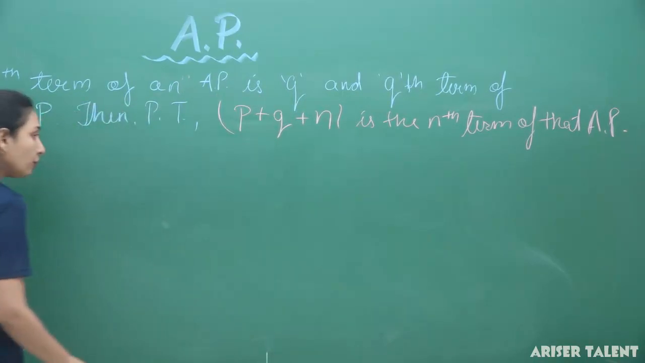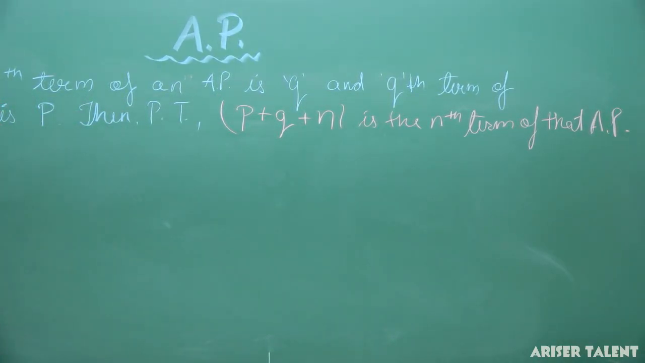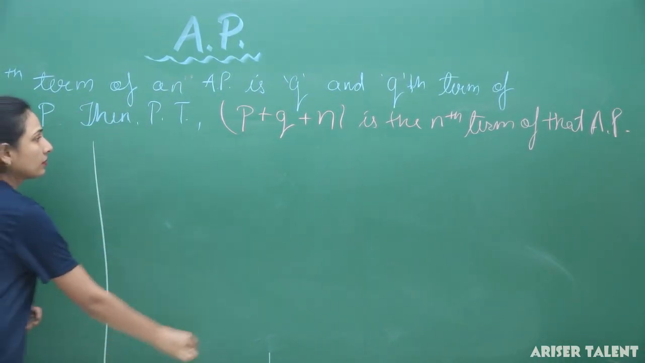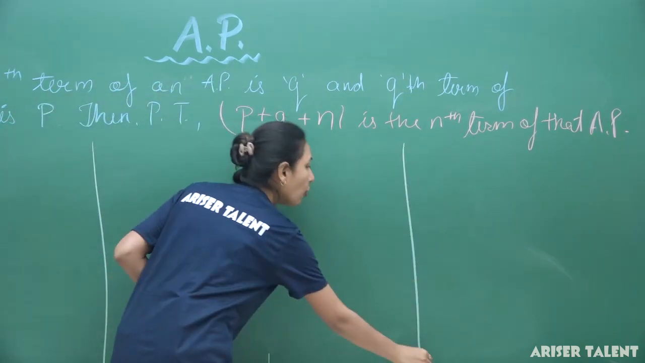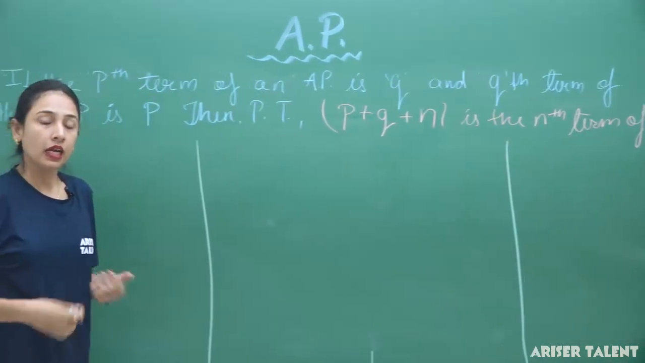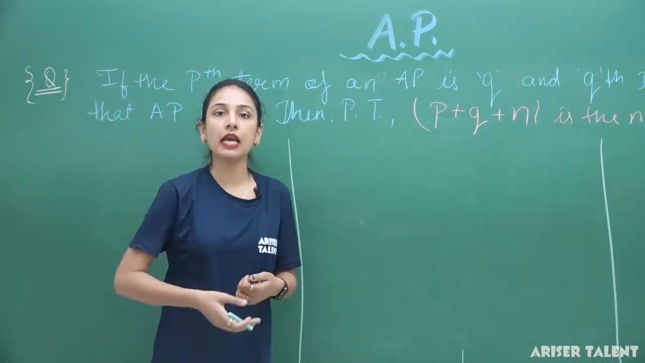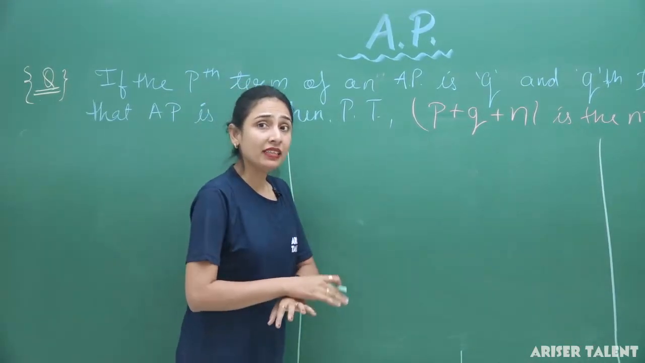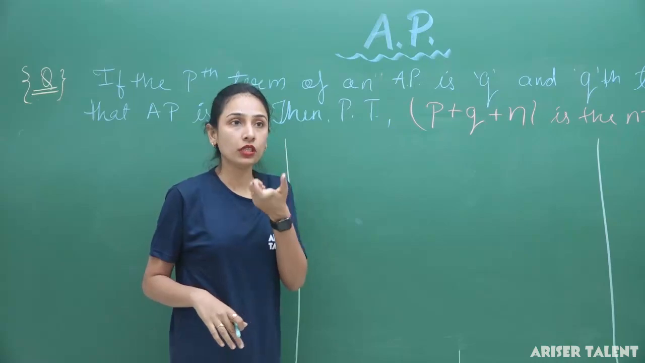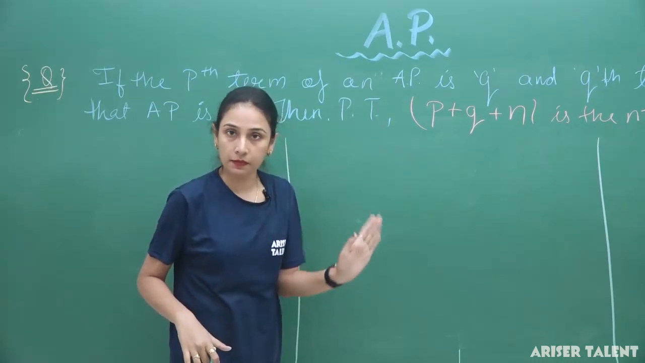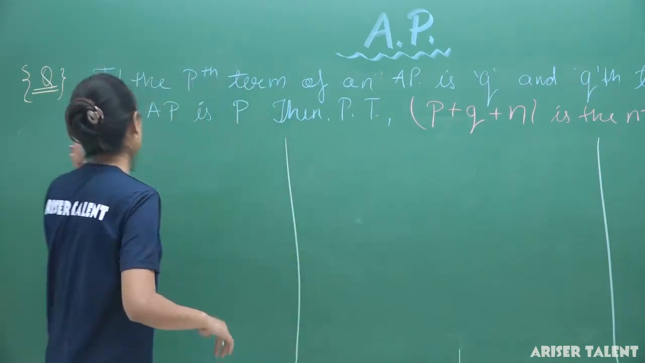So we'll go with a simple formula here, and what's our formula? Tn equals A plus (N minus 1) multiplied by D. This is the simple formula for the general term of any AP. Got it?